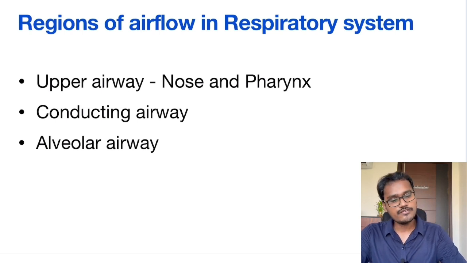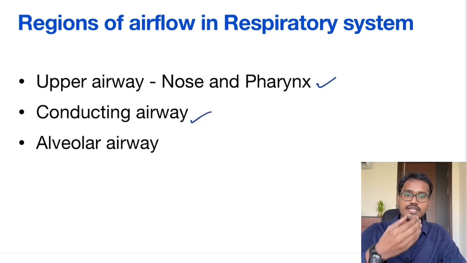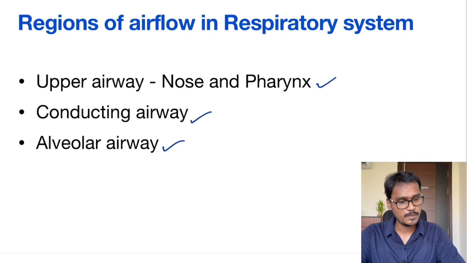This regions of airflow in human is divided into upper airway, the conducting airway as well as the alveolar airway. So first thing is upper airway, it comprises the nose and the pharynx, then comes the conducting airway where the air is conducted, then alveolar airway. In this airway the gaseous exchange is happening. The difference between a conducting airway and an alveolar airway is, in conducting airway only conduction is happening, no gaseous exchange, whereas in alveolar airway gaseous exchange happens.